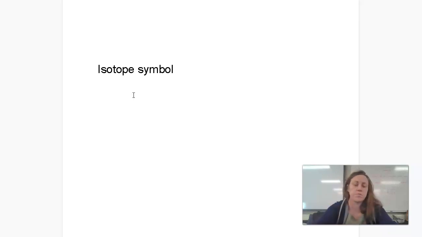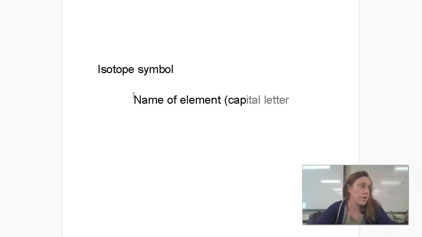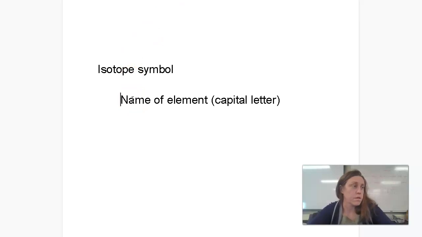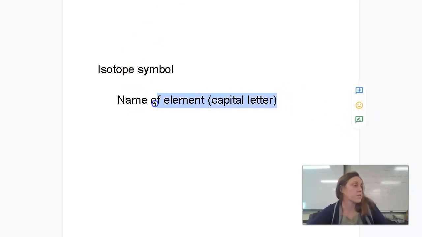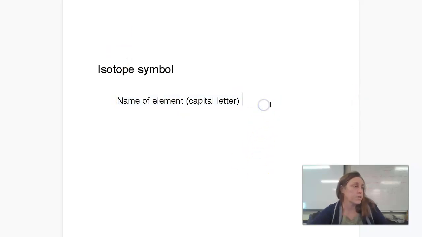Okay. So the isotope symbol is just the name of the element. It needs to be capitalized, because it is a proper noun. I'm not an English person, but just to give you guys. And first, then you have a dash. A dash, literally a dash, and then the mass number.